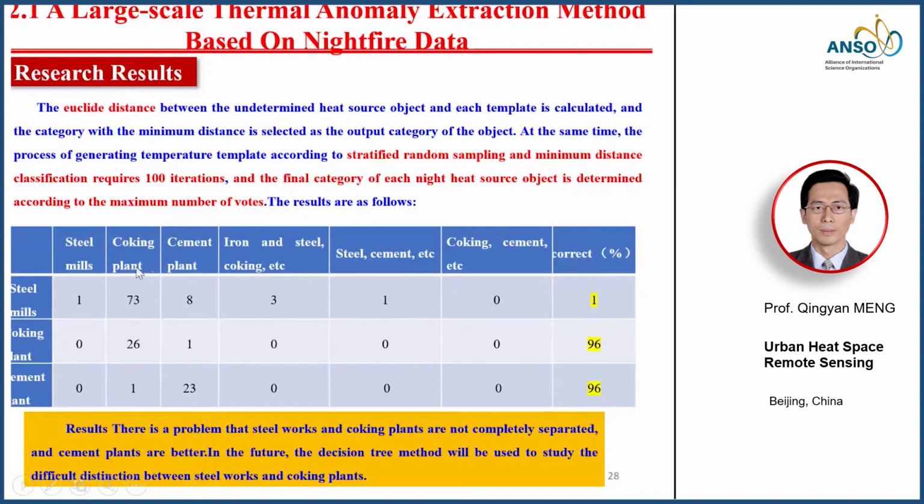And the results are the following: the steel mill, the cooking plant, the cement plants, and the price. The results show that there is a problem in distinguishing the steam plants and the cooking plants, and they are not completely separated. The cement plants are better distinguished and recognized. Because the steel and the cooking plant have similar production working procedures, it's very difficult to distinguish.